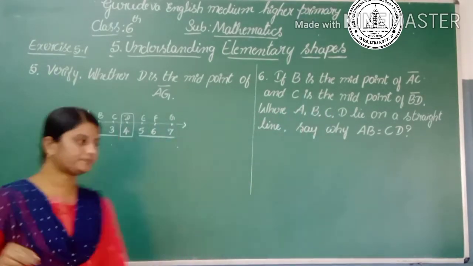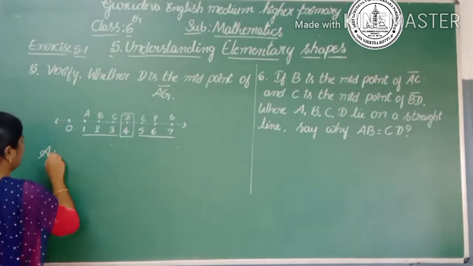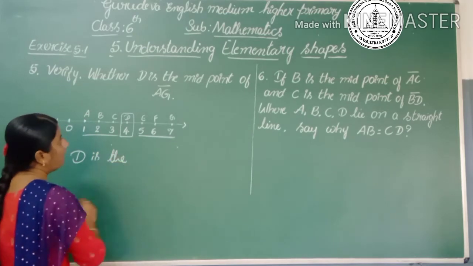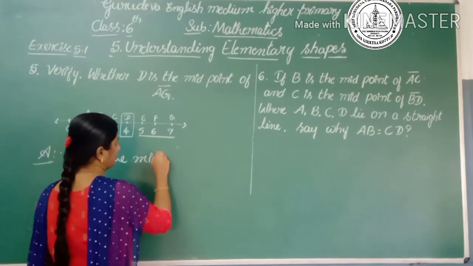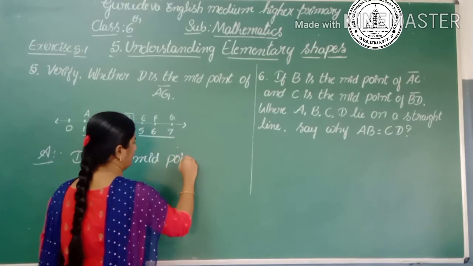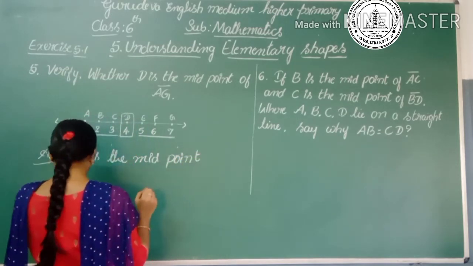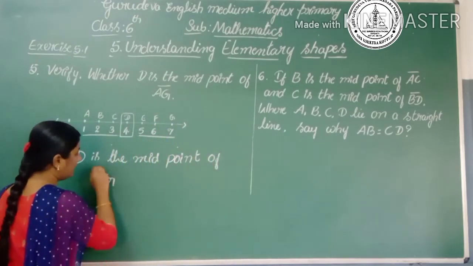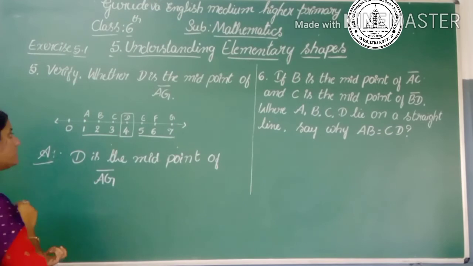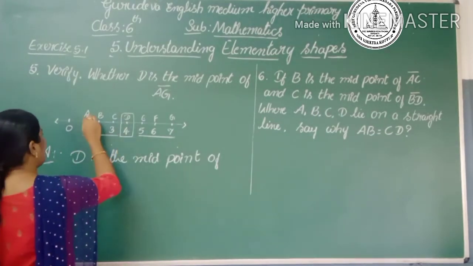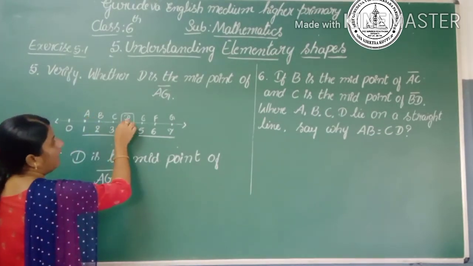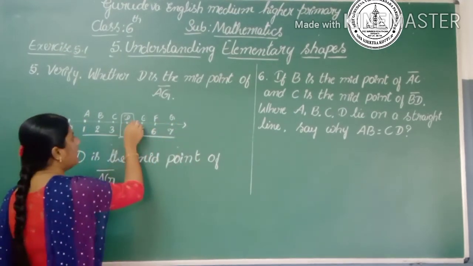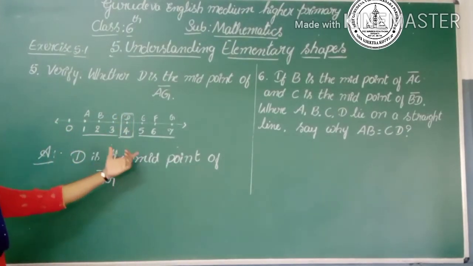Write the answer here. Answer: D is the midpoint of AG line segment. And also you can see here, the distance between A and D is 4 and the distance between D and G is also 4. Then D is the midpoint of the line segment AG.